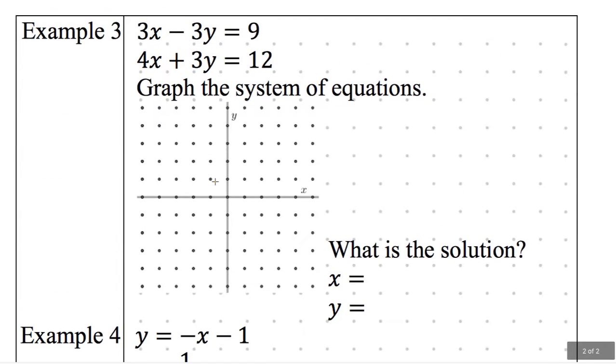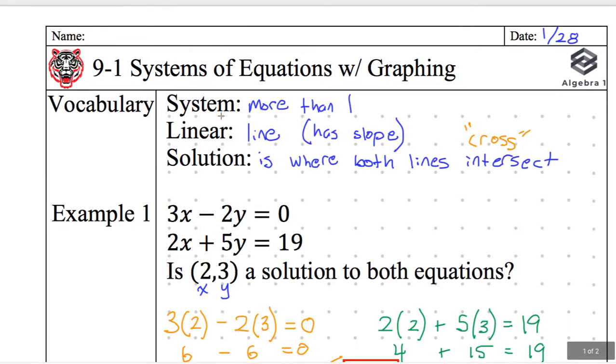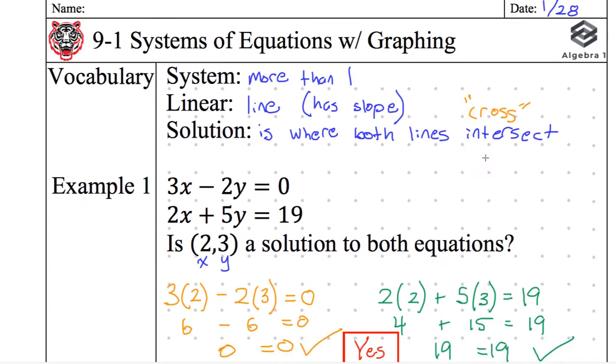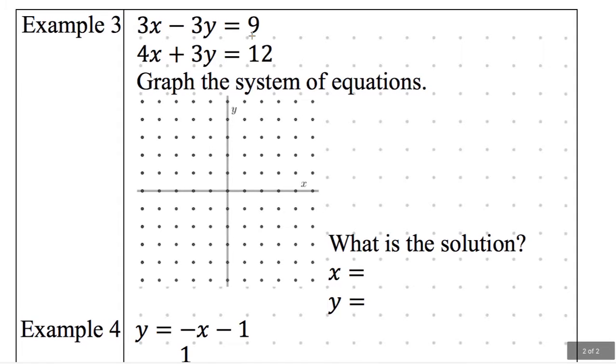All right, let's go ahead and do this. Example 3. We need to graph both of these equations and find out where they intersect each other. That is the whole idea of a solution to a system of equations. Where do they cross? We're going to find where these two lines cross by graphing them.